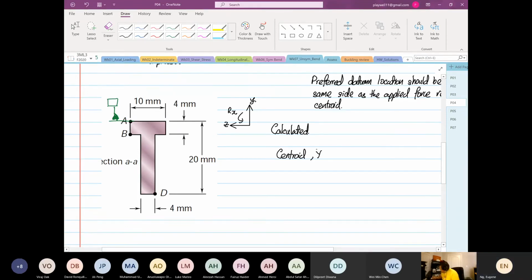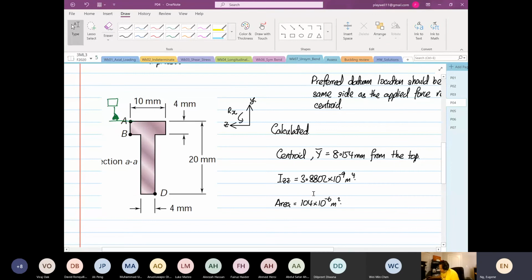Y bar is equal to 8.154 millimeters from the top. Okay, and then the Izz is equal to 3.8802 times 10 to the power minus 9 meter to the power 4. Okay, and the area is equal to 104 times 10 to the power minus 6 meter squared.